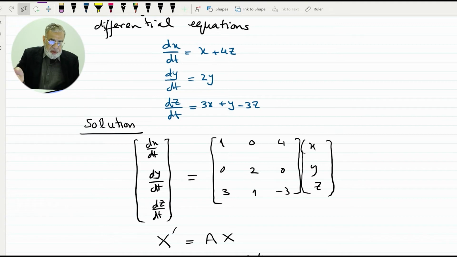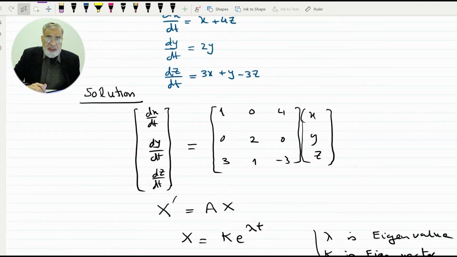Already they are. So I just write it in matrix form so that I have the coefficients. I have the coefficients 1 for x, 0 for y, 4 for z, and then from the second equation 0 for x, 2 for y, and 0 for z. In the third equation I have 3, 1 and minus 3. These are the coefficients of x, y, z, and then we have the unknowns x, y, z here. I write the matrix form: x dash is equal to Ax.